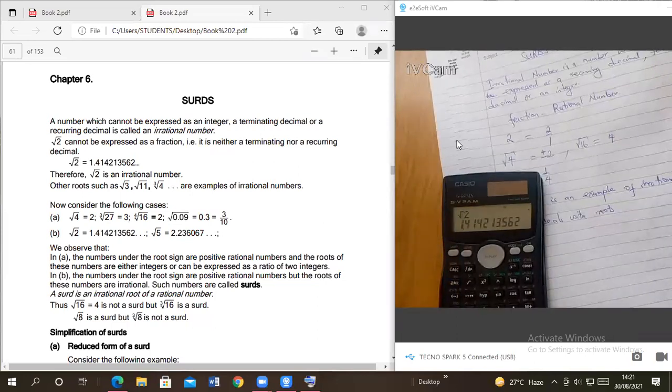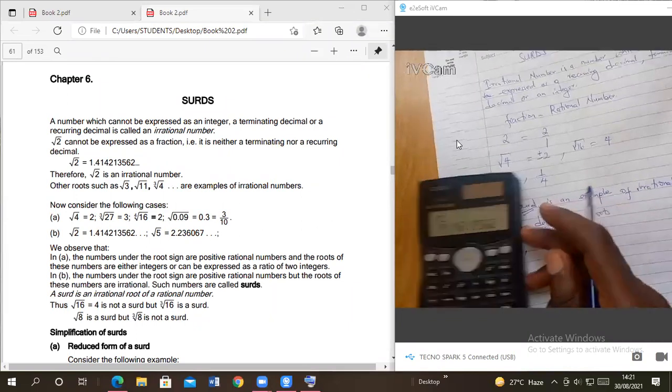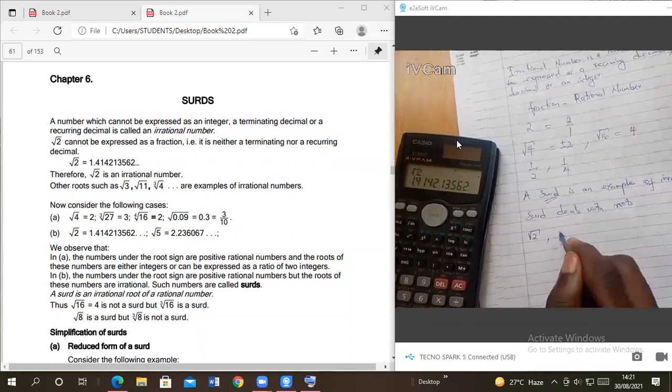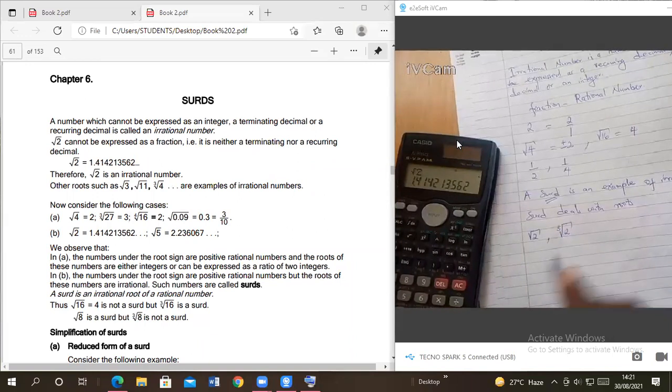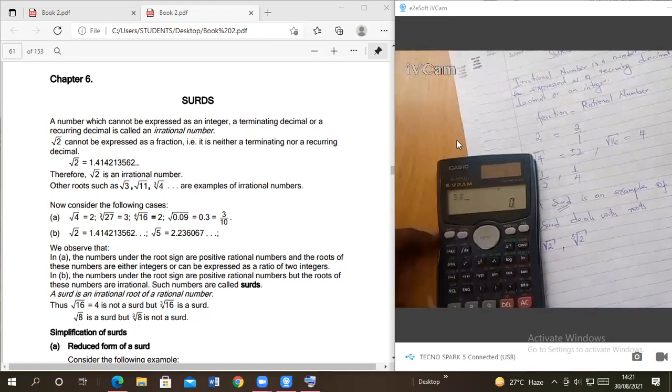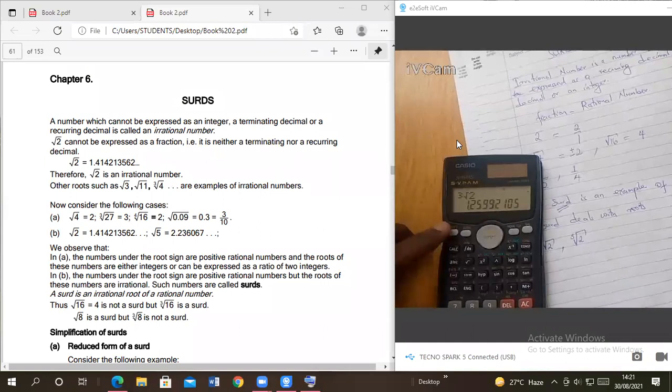So any number that cannot be written as a fraction, that number is irrational. And one example of an irrational number is a surd. But for surds, we deal with only roots. Like the cube root of 2: you press shift, cube root of 2, and if I change this number to a fraction, it cannot be changed.